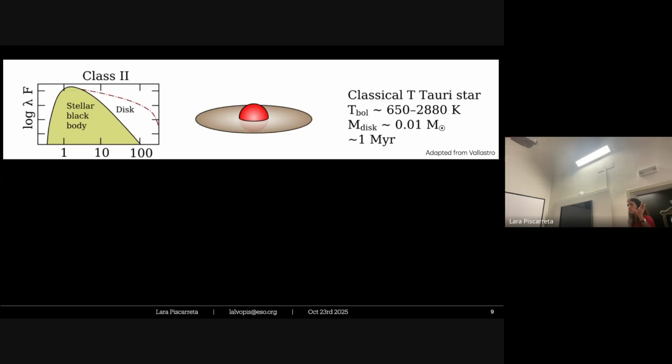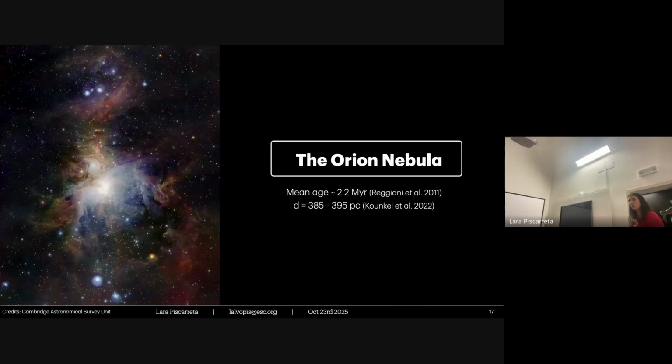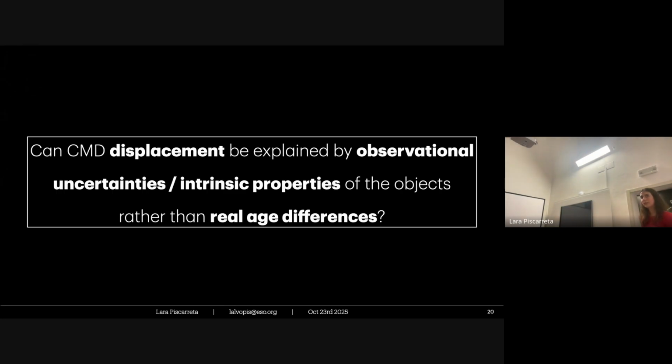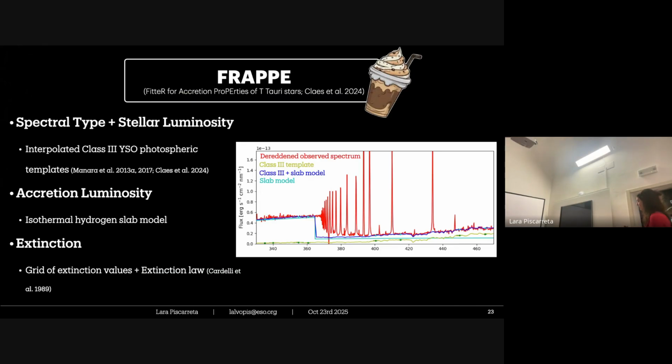So FRAPE, this multi-component fitting procedure, is actually the best way that we have to constrain that up until now, because it takes everything into consideration simultaneously.